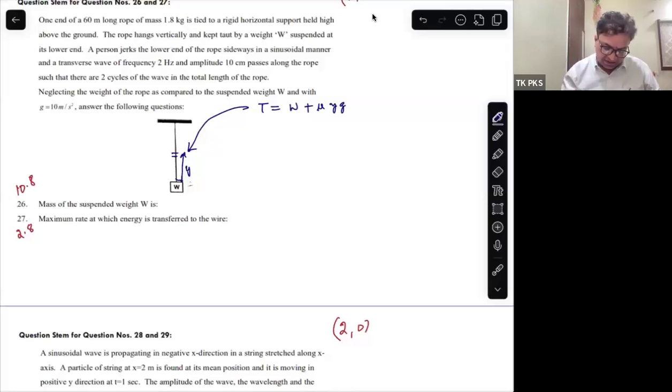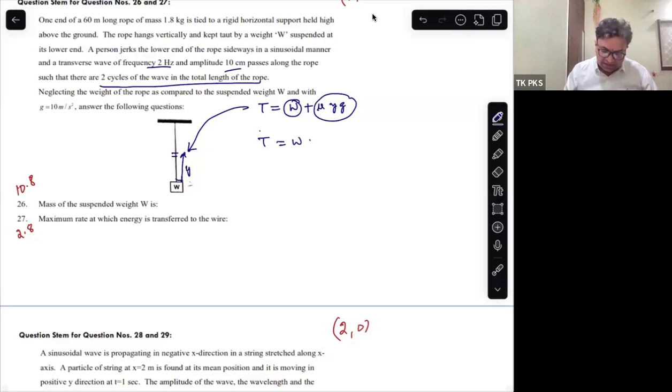What is it saying? A person jerks the lower end of the rope sideways in a sinusoidal manner, and a transverse wave of this frequency and amplitude passes along the rope, so that there are 2 cycles of the wave in the total length of the rope. Neglect the weight of the rope as compared to the suspended weight W. Thank God. So this is small when compared to W, therefore you can take the tension as W.